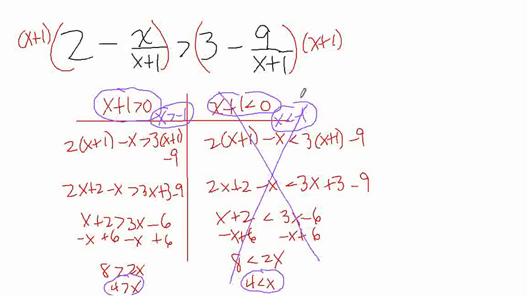So I gave you this example to show you that sometimes you have to throw out certain columns. All right, so the only remaining solution is that x has to be greater than minus 1 and less than 4. So the nicest way to package all that is the following. All right, and there you have it.